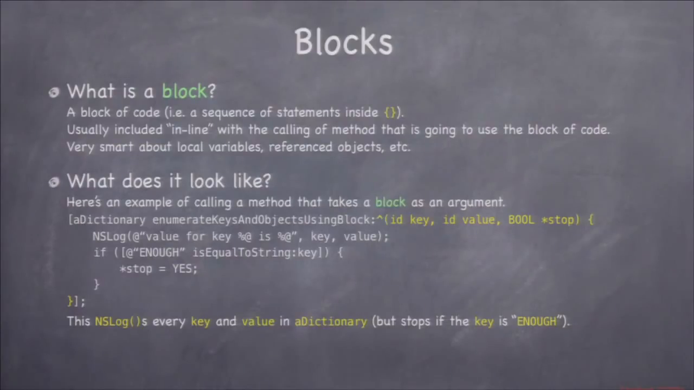Basically, when you call this method, the dictionary will execute that block of code repeatedly for every key and value until you set the stop, star stop, to YES, or until it runs out of keys and values. And it's actually going to execute that code that's right there embedded inside that message call. You can see the open square bracket for enumerateKeysAndObjects before the dictionary. The closed square bracket is down after the curly brace. So the actual code, the curly brace, we put right in there in the middle of our message call.